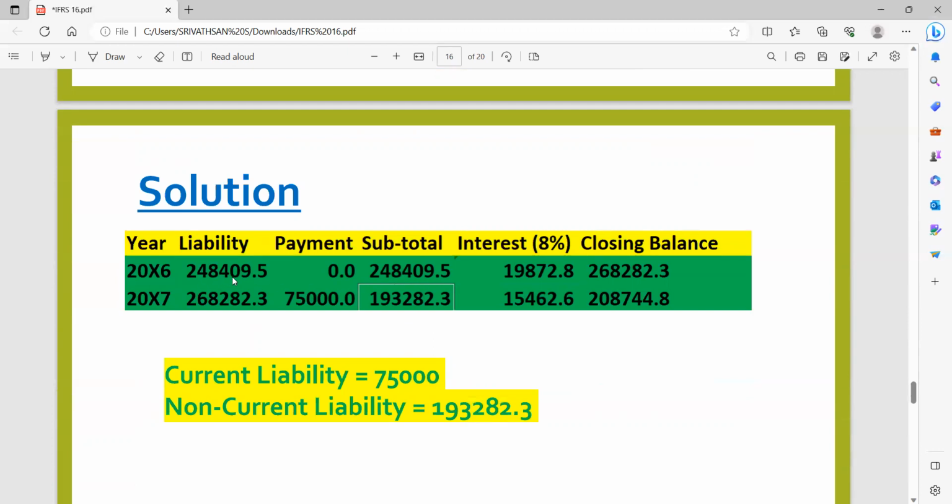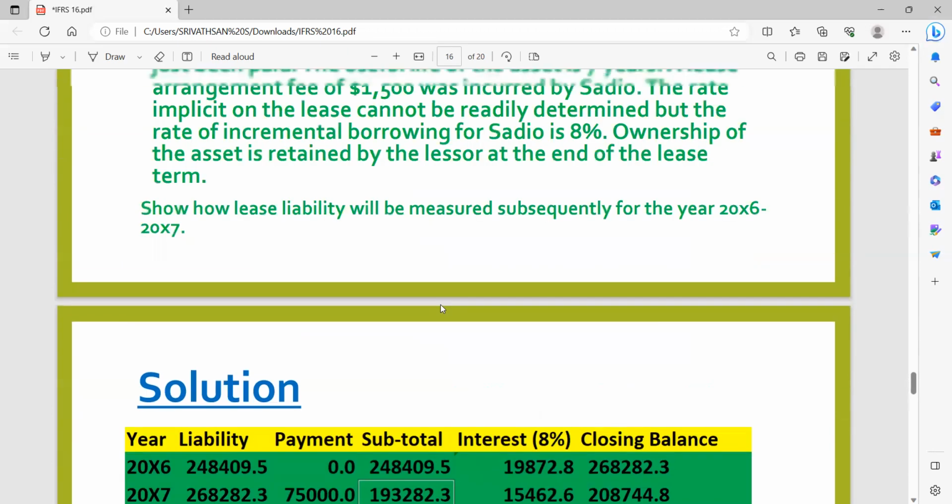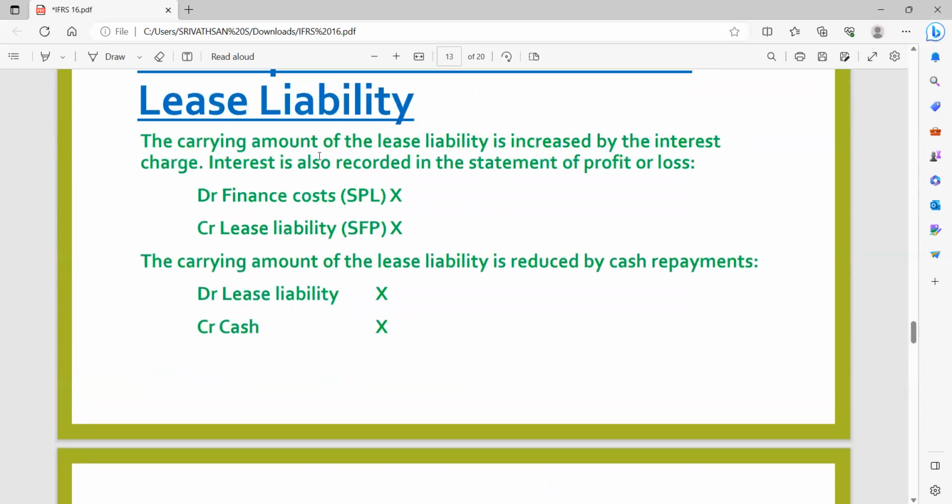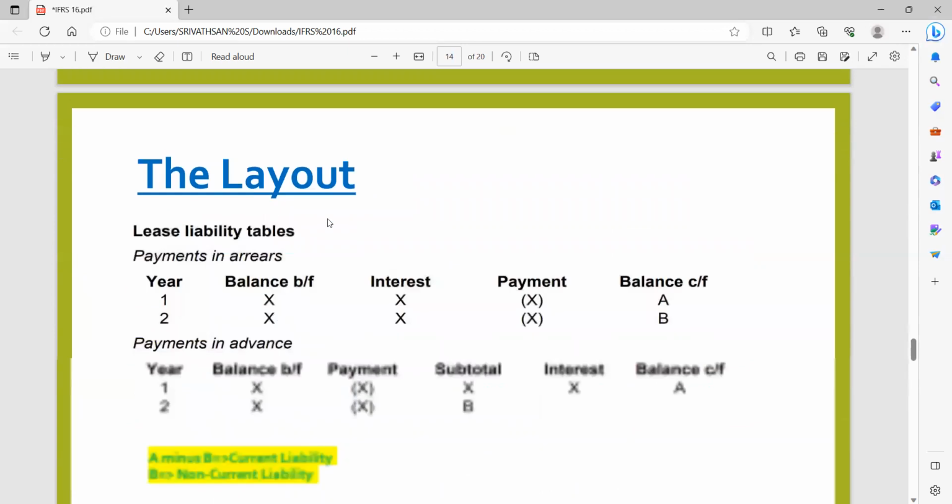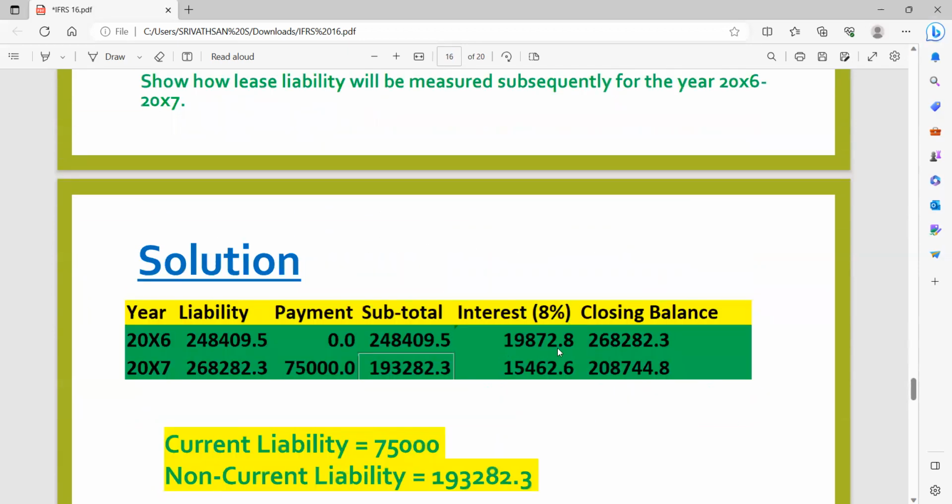The difference between the liability and the payment is your subtotal. 248,409.5 minus 0, you get the same amount, and you need to charge 8% interest on this subtotal. So you get 19,872.8, and you need to add this interest to the lease liability to get the closing balance, because here it is told that the carrying amount of the lease liability is increased by the interest charge. This 19,872.8 is the interest charge, and it will be shown in the statement of P&L on the debit side for the first year. And this is your closing balance, which is the summation of the subtotal and the interest.